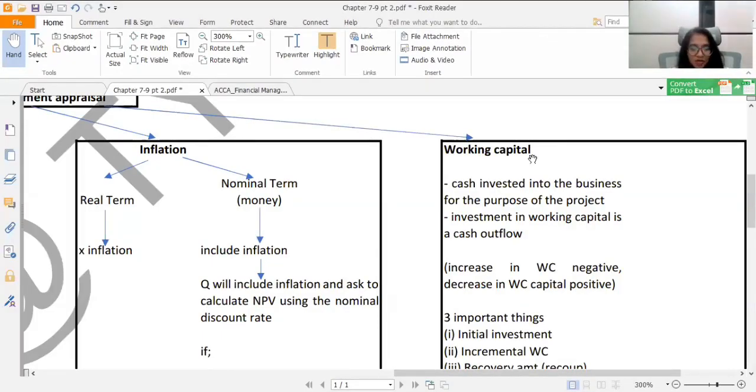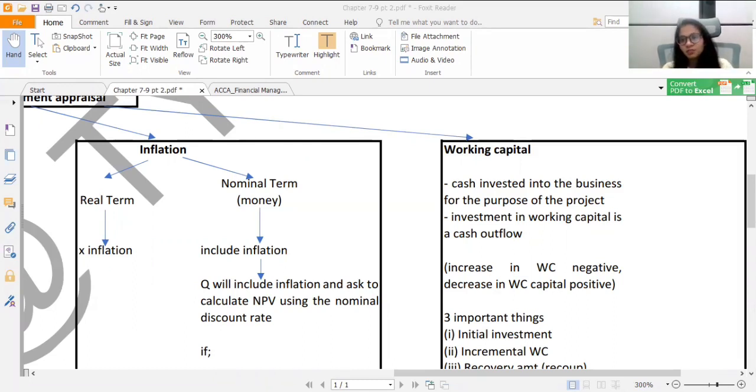Okay, hi guys. Today we are back with the next part of your advanced NPV: inflation and also working capital. As I promised you previously, today we're going to move into the next area of advanced NPV, which is inflation and working capital. Of course, I always have one question to ask you at the beginning of every topic. What is inflation to you guys?